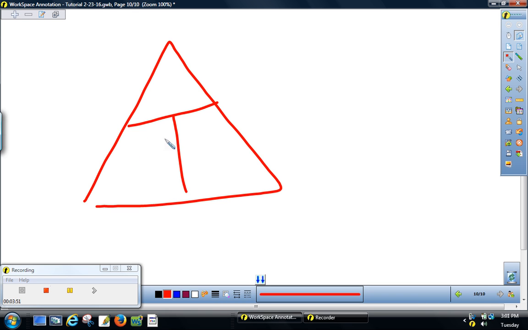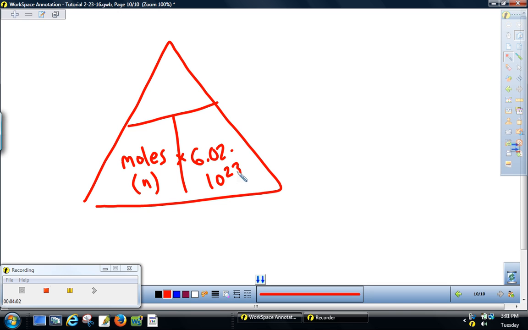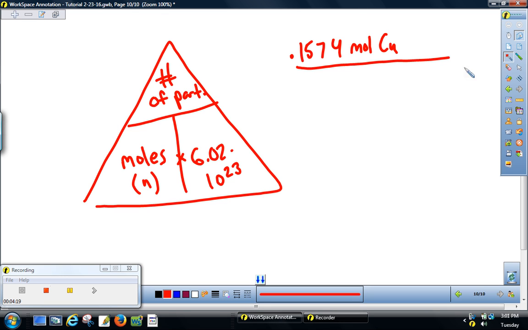In our next triangle, if we take the number of moles and multiply it by how many of something are in a mole, 6.02 times 10 to the 23rd, that gives us the number of particles. So that's what we're going to do. We're going to take our answer from the last part, 0.1574 moles of copper, and put it over 1.